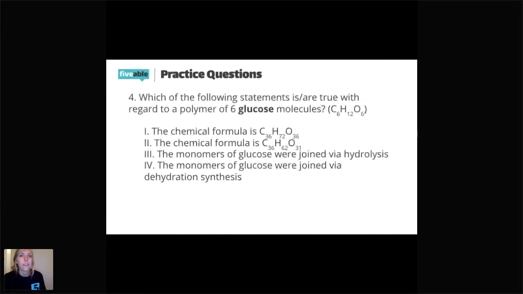Okay. Here's a good review one. Which of the following statements is or are true with regard to a polymer of 6 glucose molecules? So it could be more than one answer. So glucose has the chemical formula C6H12O6. So if I have 6 glucose molecules that are made into a polymer, what's my chemical formula?